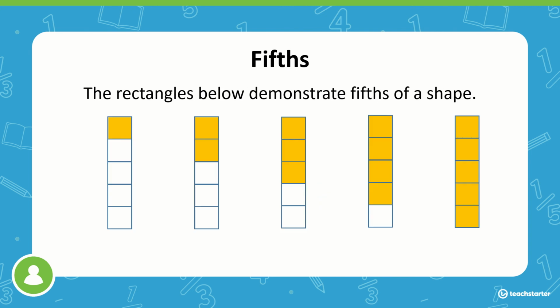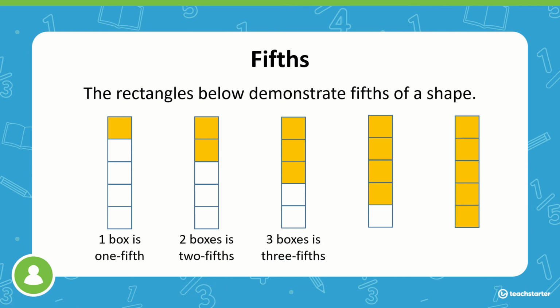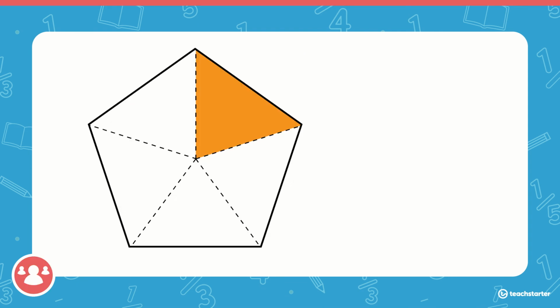So these rectangles, think about how many boxes have been colored in and see if you can name them. So this is 1/5. So that means the next one is 2/5, 3/5, 4/5, 5/5, or 1 whole, because it's all colored in together.